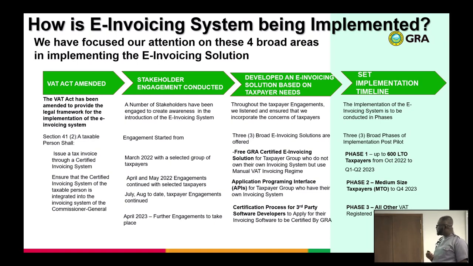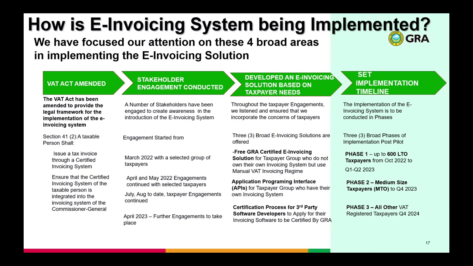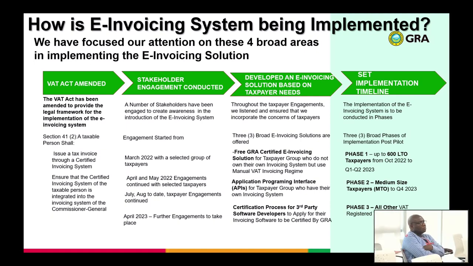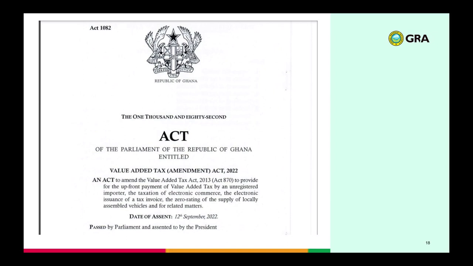For those software developers, we're creating an economy around them by allowing them to send applications to the Commissioner General so that those softwares can be approved for use by taxpayers. And that's what we call the third-party certification process, which we're currently working on. That's part of what GRA is doing at the moment to allow for a wider rollout and bring different softwares into the implementation. Of course, I've talked about the phases of implementation, so I'm not going to go into that.